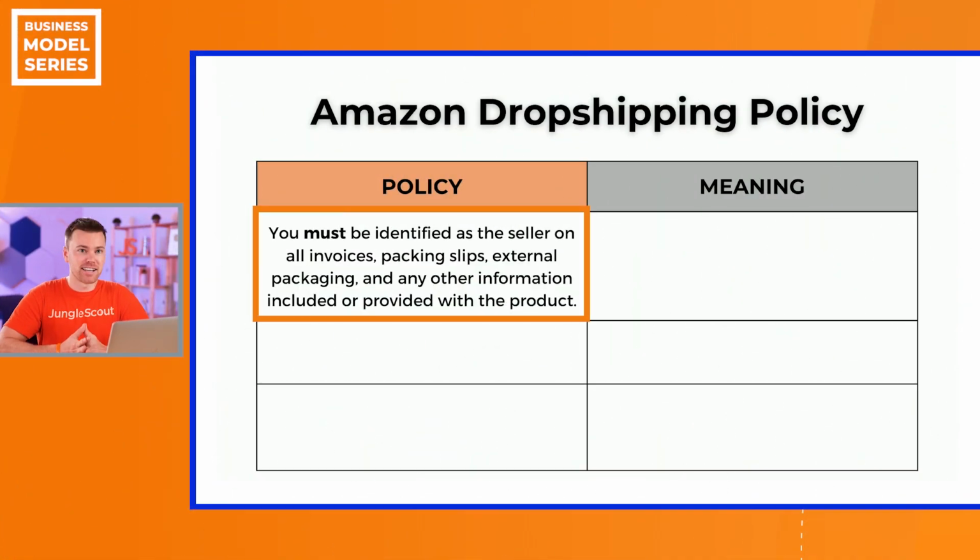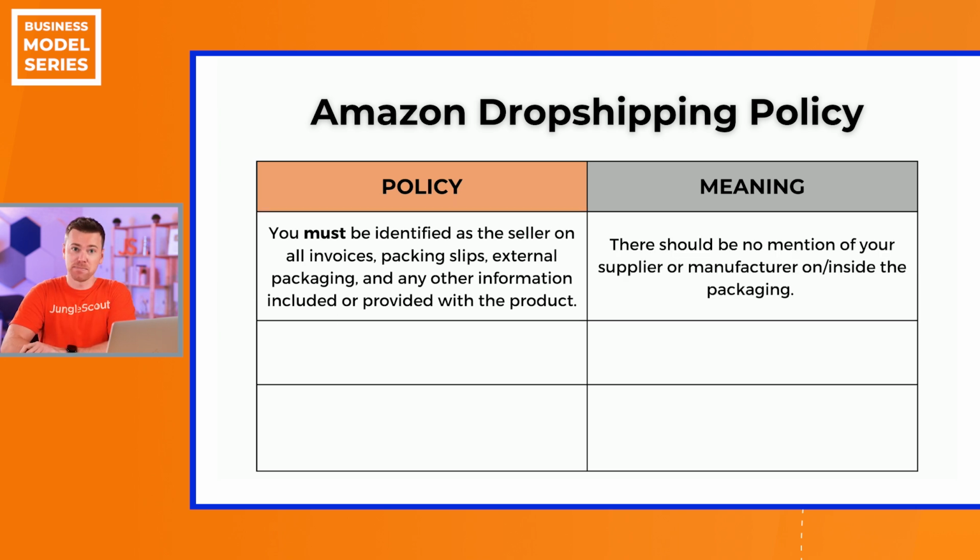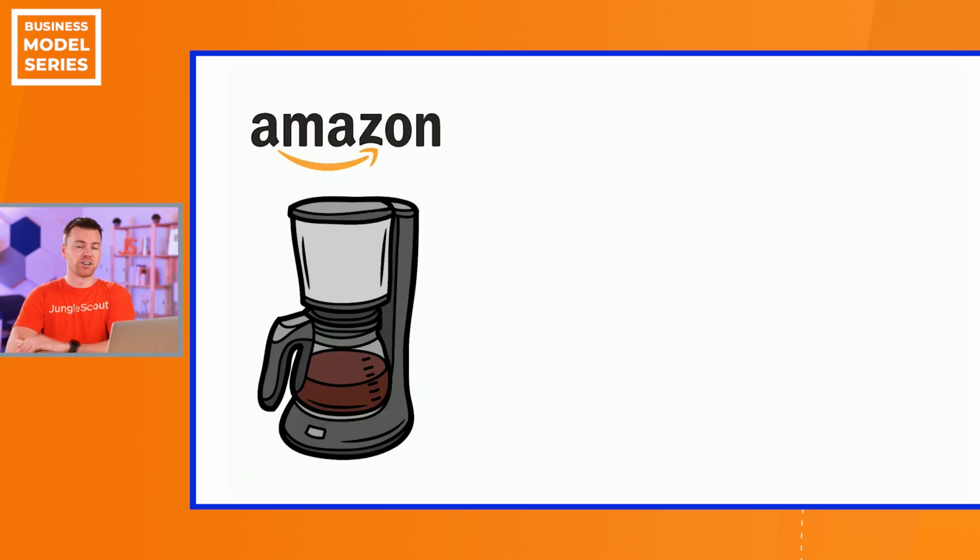The first policy here states that you must be identified as the seller on all invoices, packing slips, external packaging, and really any other information included or provided with the product. What this means is there should be no mention of your supplier or manufacturing on or inside the packaging. So here's a good example of this.